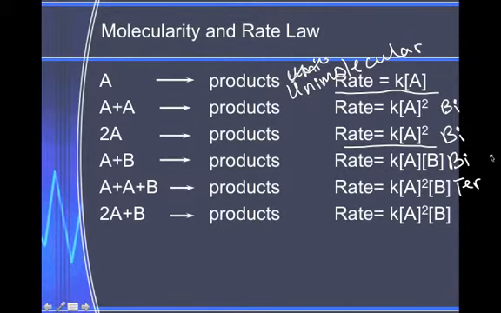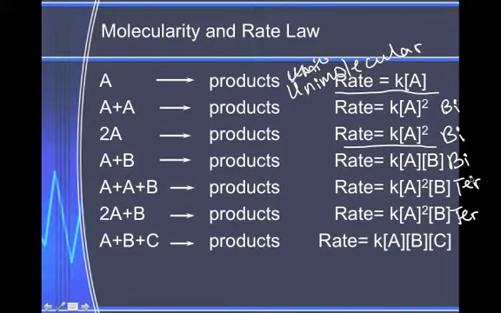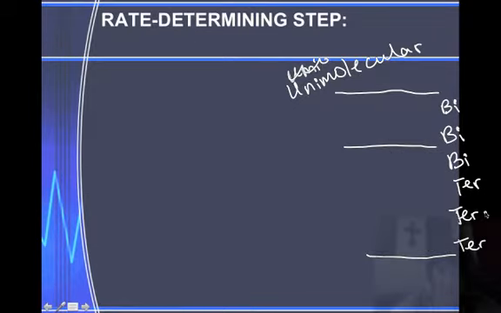What if we write it this way, 2A plus B? Does that change anything? Nah, it's still the same as the step before. How about three different types of molecules? Then the rate law looks like this, and it's still a termolecular step.